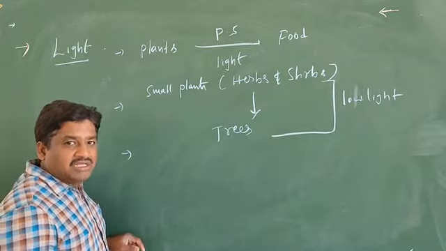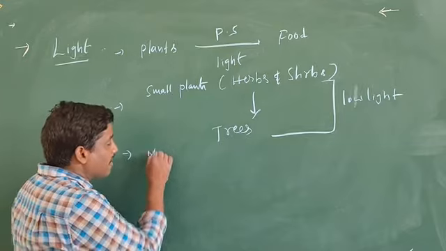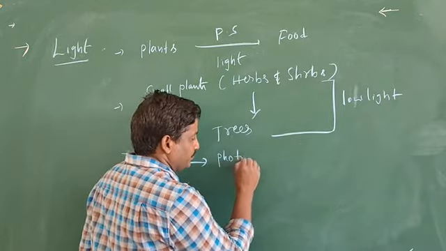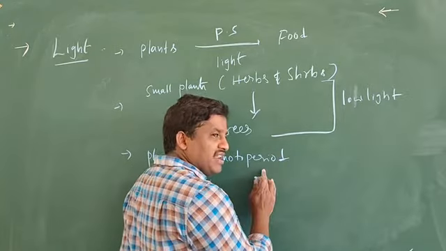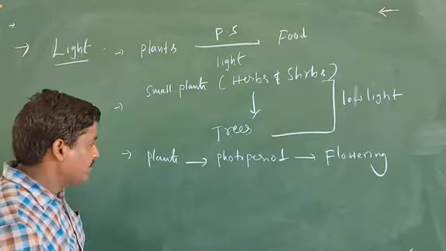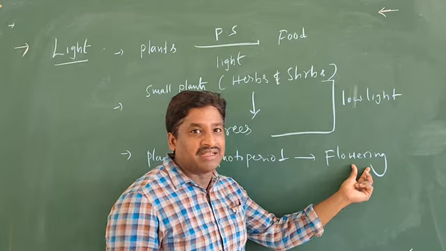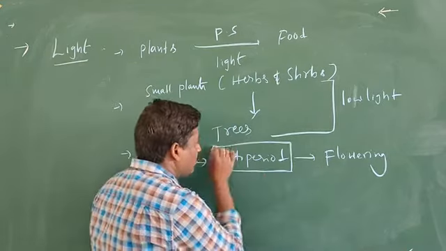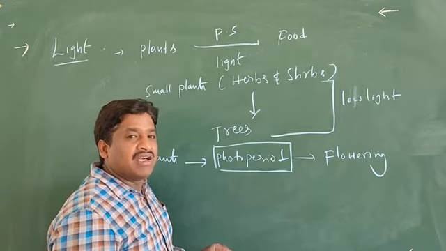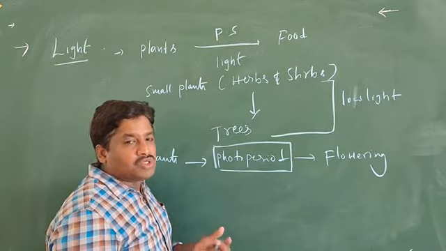Next, one more point. Some plants depend upon light to meet their photoperiod requirement for flowering. Photoperiod means what? We already discussed it in the first year. Some plants utilize the light period, that means the day or night length, to induce flowering.